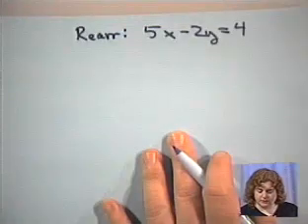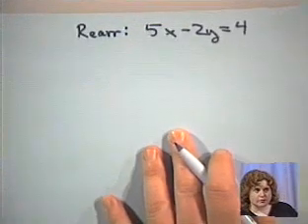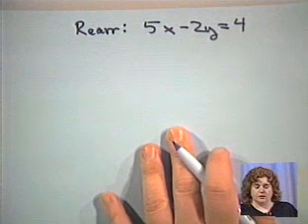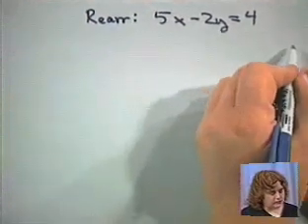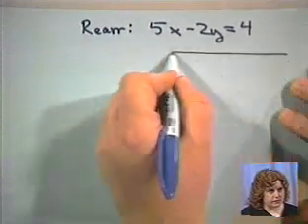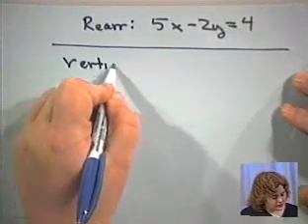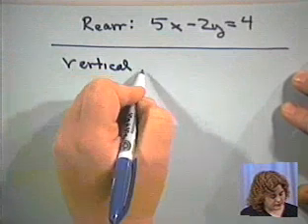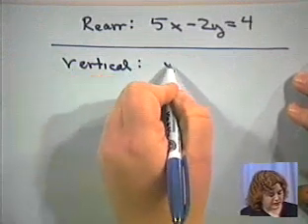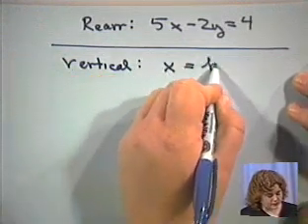Now, the last thing to look at here are vertical and horizontal lines. And these are special cases when we write equations for the lines. For a vertical line, we simply have x is equal to a constant.